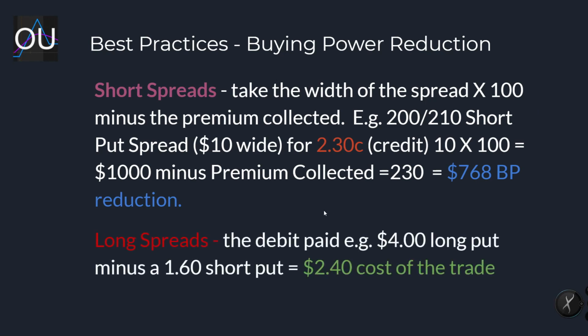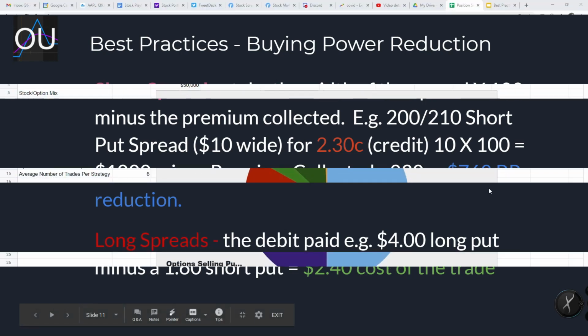And then long spreads, basically, the long spreads are the debit you paid. So let's say that you are paying a price of $4 for the long put minus the 160 short put. That would give you a $2.40 cost of the trade. So long spreads are much easier even to calculate.